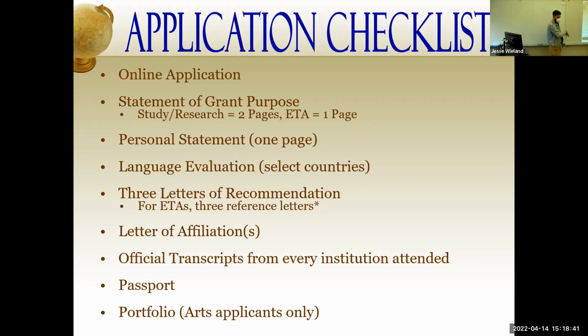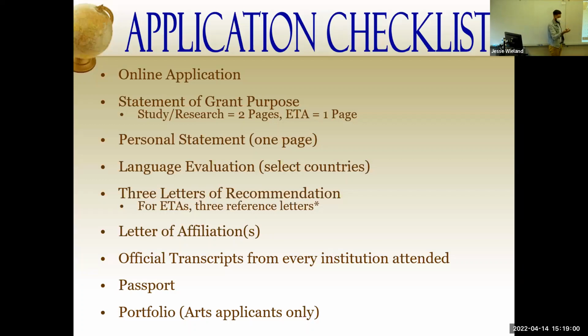Now, the statement of grant purpose is 1 page if you're applying for an ETA. Otherwise, it's 2 pages for everyone else. And for the statement of grant purpose or the ETA, I think often how you begin your essay is by really establishing why you're applying to the place that you're applying to. There are many right ways to do that.